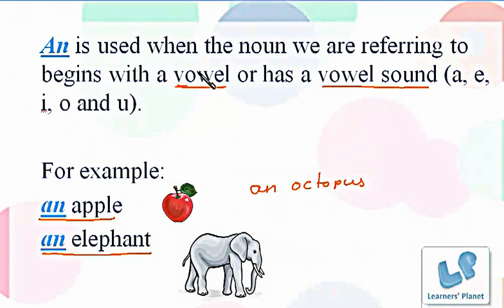So an is used with those words which begin with a vowel, and a is used with those words which begin with a consonant. This is the difference in the usage of these articles. Just keep in mind this difference, that an is always with a vowel and a is always with a consonant. Okay?